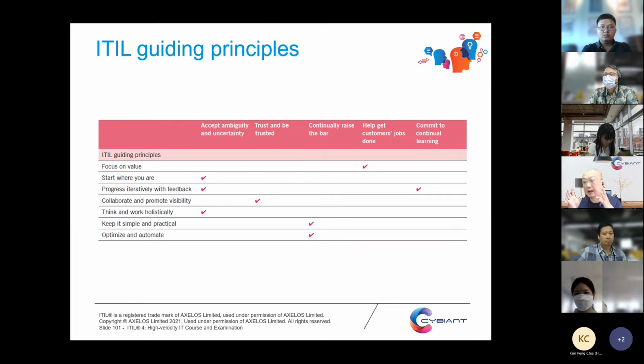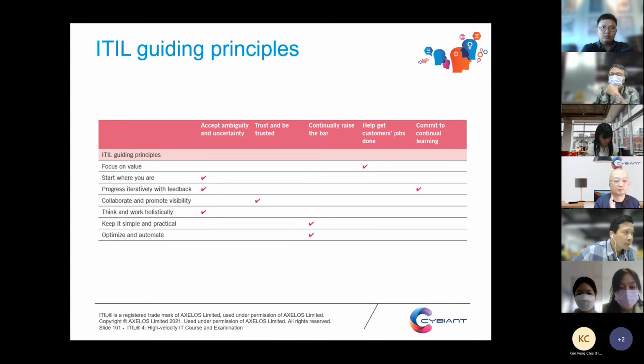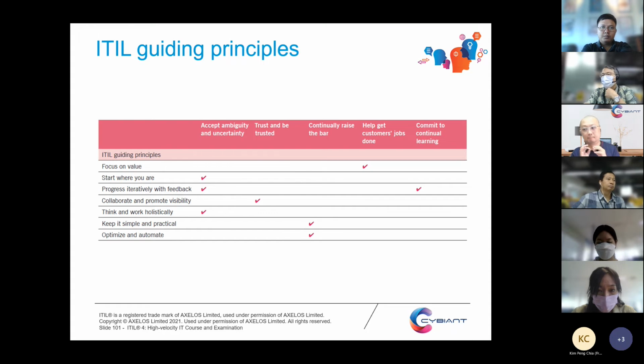Now a question may come in the exam where they say, which of the guiding principles actually talks about committing to continual learning? If you look at the table, it says progress iteratively with feedback. That's how you would read that. That's how you will try and understand. Or they say, how do we help to get the customer job done? Focus on value. Can understand, reading this table? Okay, that's how I would read it.